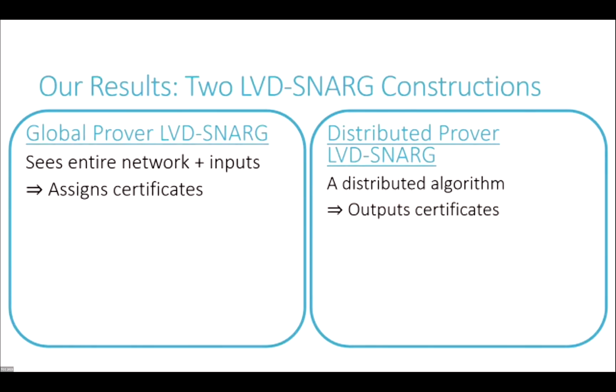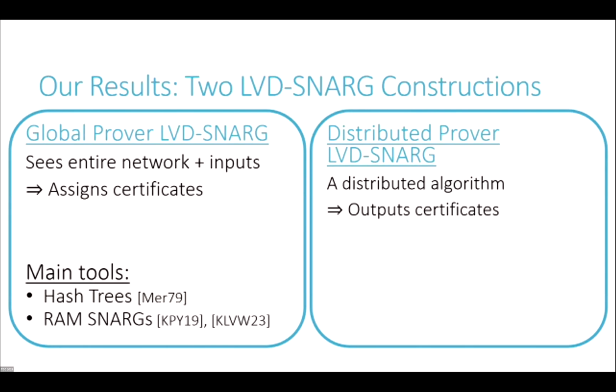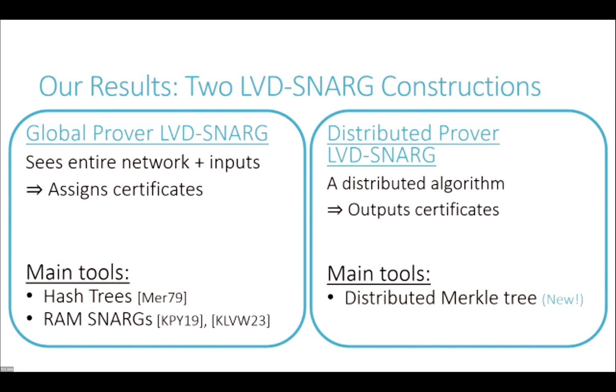So in our work, after defining LVD SNARKs, we show two constructions for them. The first one with the global prover, where the main tools that we use are hash trees or hash families with local openings, and RAM SNARKs. And another construction for a distributed prover, where we first define and construct a new object that we call a distributed Merkle tree. And our second main tool is batch arguments for NP.